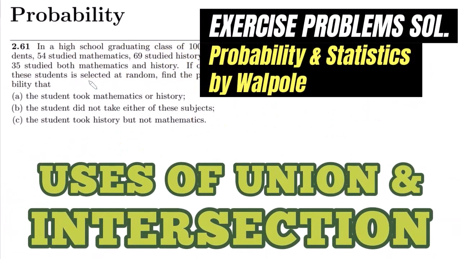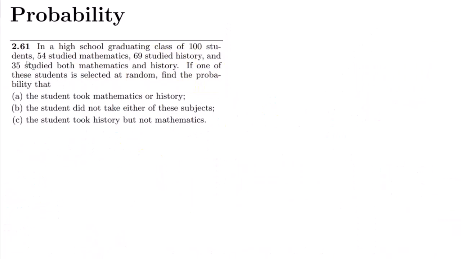Hello guys, I hope all of you are fine. So this is question 2.61, and the statement of it is: in a high school graduating class of 100 students, 54 students studied mathematics, okay, 69 studied history, and 35 studied both mathematics and history. Okay, so if one of these students is selected at random, find the probability that. Okay, so after it we have some options.